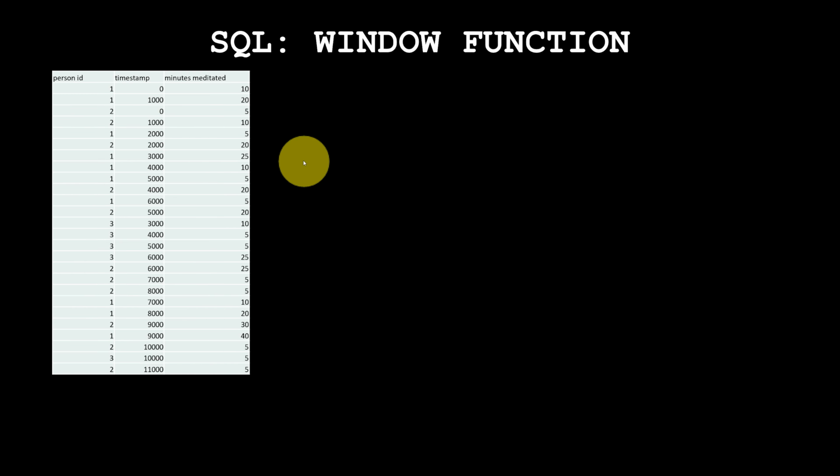Don't look at it too much. It's technically impossible, because imagine if these are milliseconds, and they meditate for 20 minutes, then it's impossible that they meditate again in the next second. But let's pretend these are minutes actually. So don't worry about the validity of this table, but just think that there's a timestamp to tell you when they started meditating, how many minutes they meditated, and which person did it.